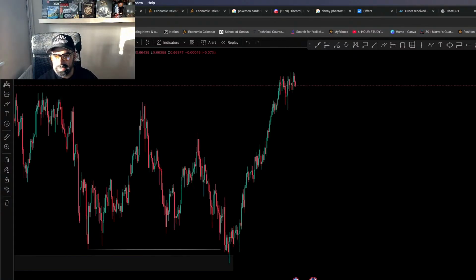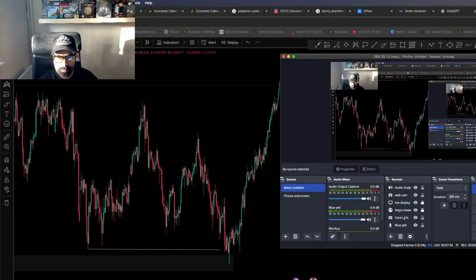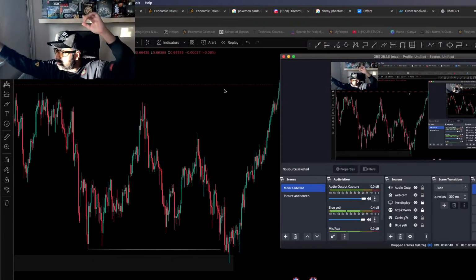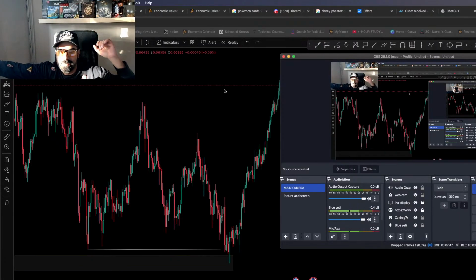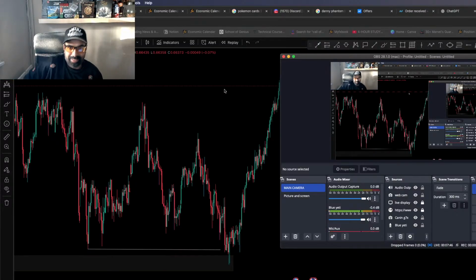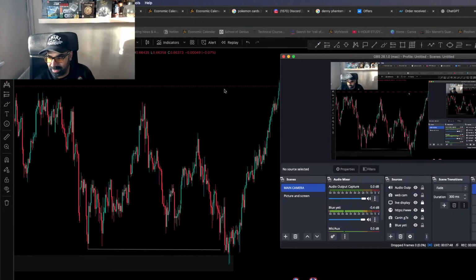AUD USD. Let me just put this here for now. Ooh, the shades, okay, that looks a bit better because it's a lot of sunshine because I'm just opposite a window.